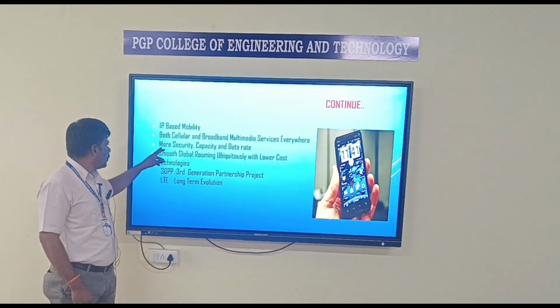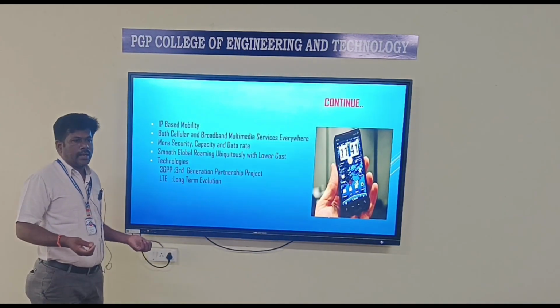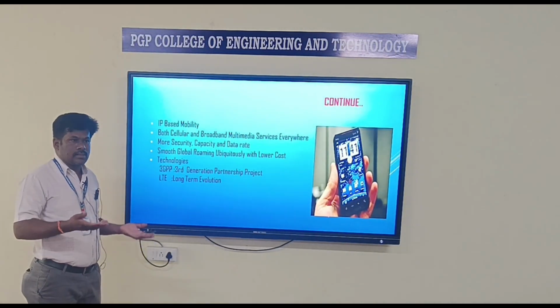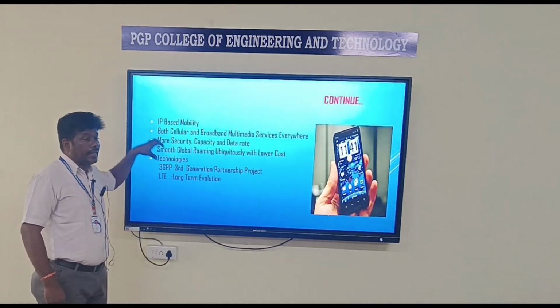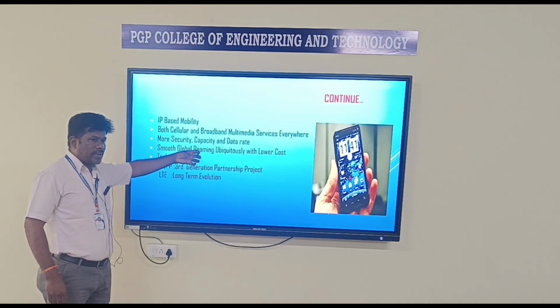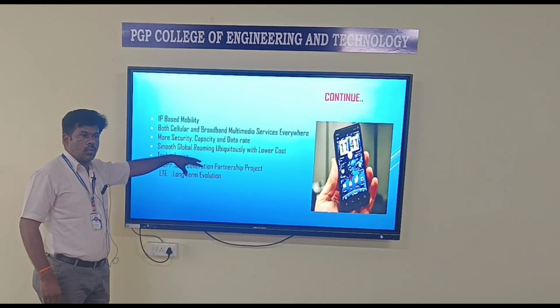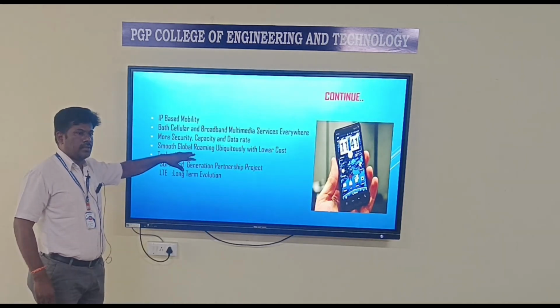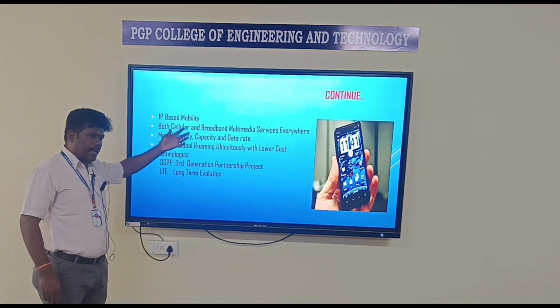Already I told that. More security, so improved security against malware attacks and hacking threats. So in the fourth generation the security is also improved. Then increased capacity. Capacity means the users capacity per kilometer or per square meter is increased in the cellular system. And the data rate is also increased.